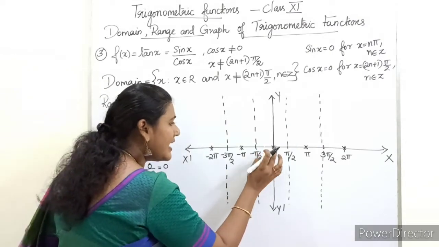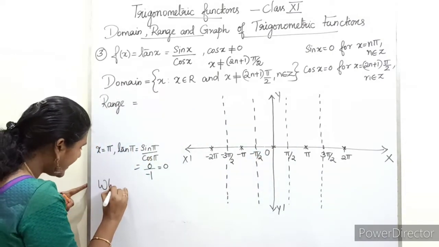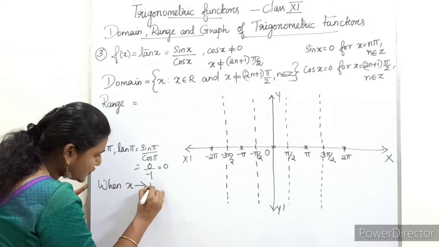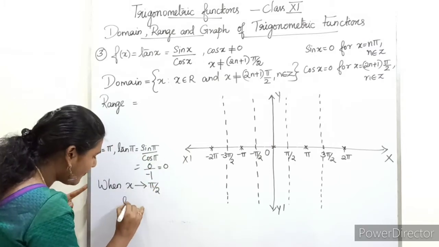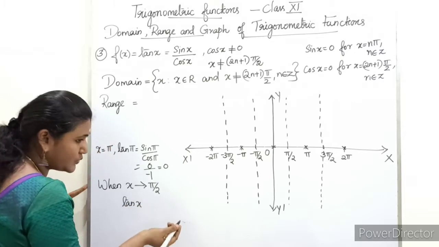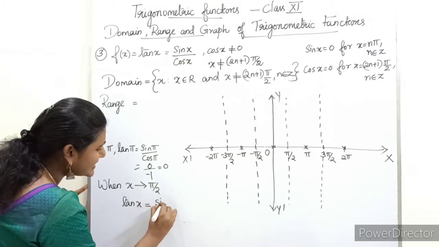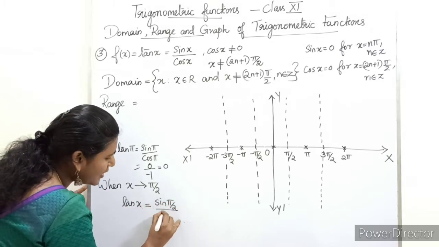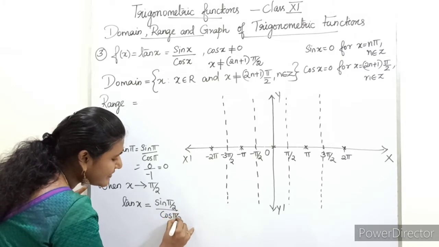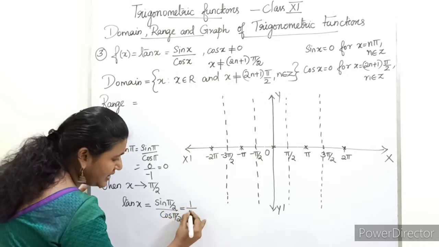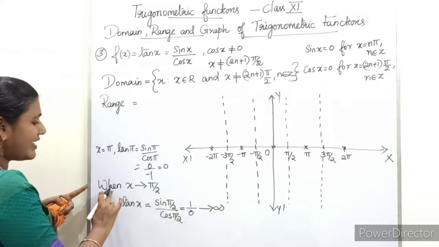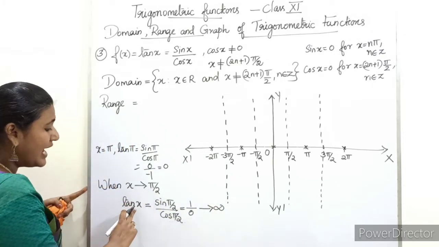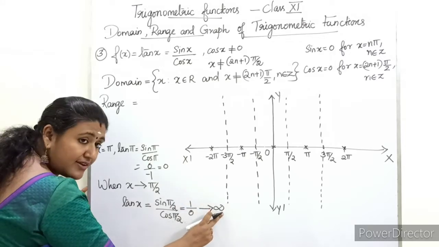Now you see here, when x tends to pi by 2, what is the value of tan? So tan x is equal to sin pi by 2 by cos pi by 2. So what is the value of sin pi by 2? 1. So 1 by 0, which is equal to infinity. So when x tends to pi by 2, tan x tends to infinity.